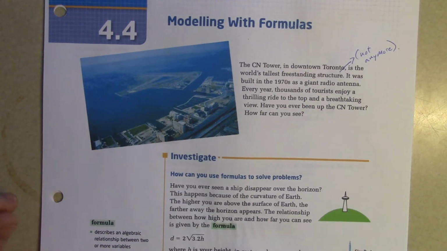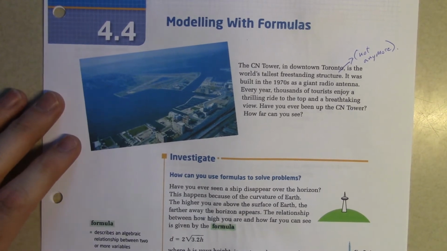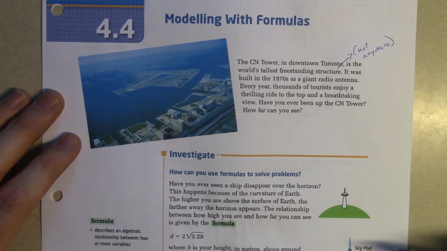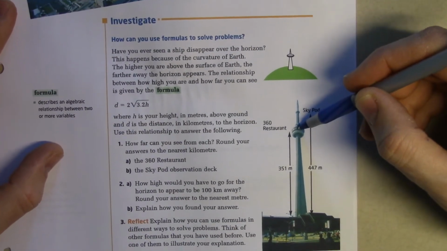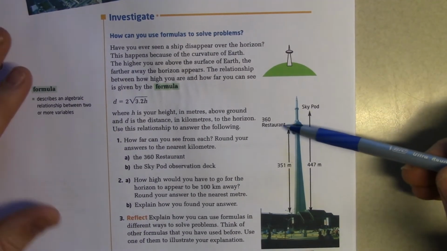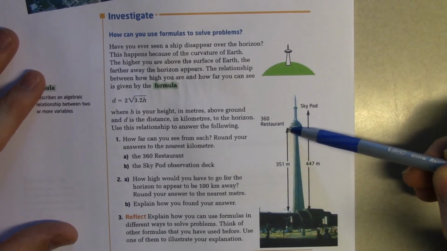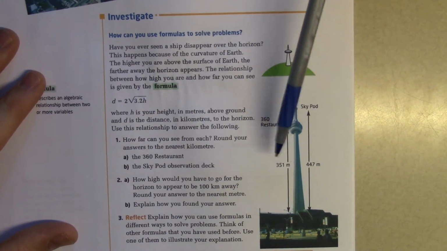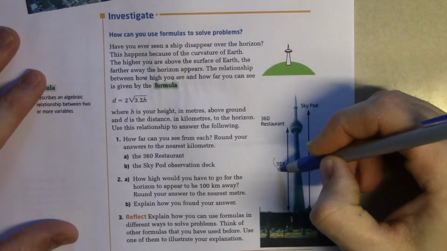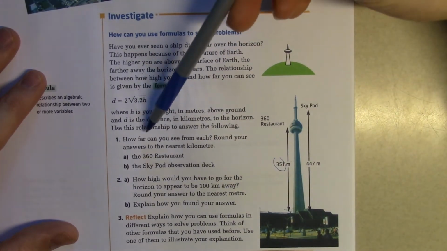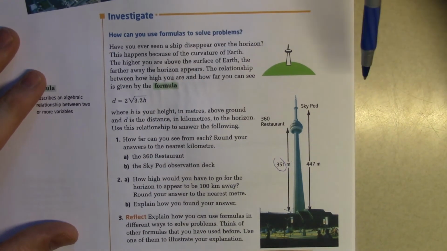How far can you see from each? Round your answers to the nearest kilometer. So from the 360-degree restaurant, if we look at our diagram here, we can see that it's 351 meters high. So what do you think we're going to do with that height, 351, if we're asked to find how far we can see from each?